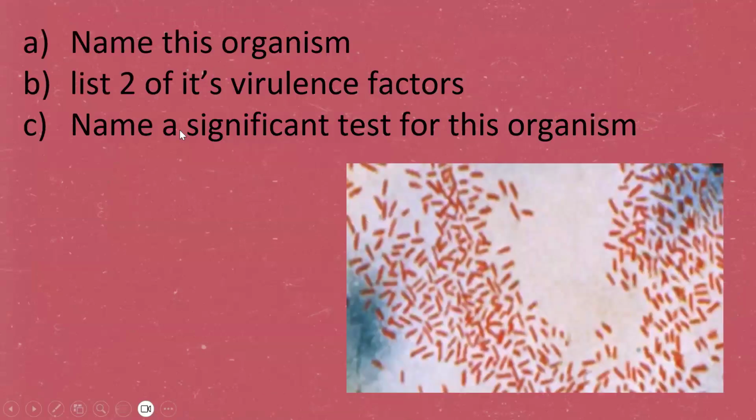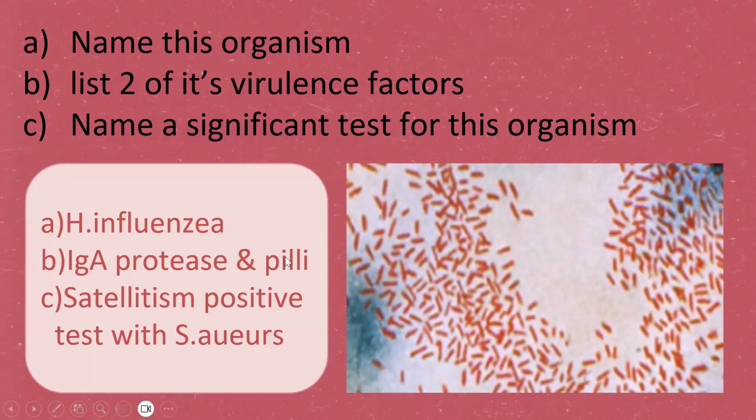Okay, so name this organism, list two of its virulence factors, and name a significant test for this organism. This is H. influenza, or Haemophilus influenzae. Two of the virulence factors are the IgA protease and pili. The significant test is the satellitism test, positive with S. aureus, or any bacteria that provides the hemin factor and the NAD for Haemophilus, but we only took S. aureus, so it's S. aureus.